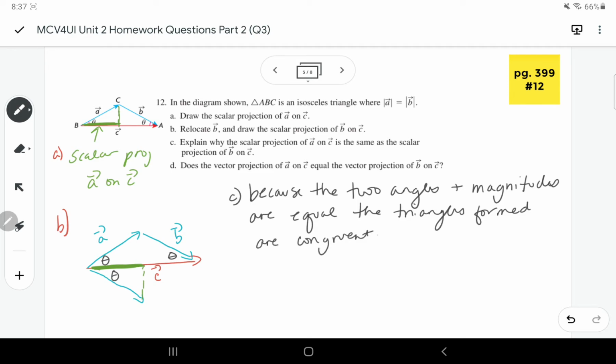Or you could be more specific and say that the scalar projection of A on C is A dot C divided by the magnitude of A, and that B dot C divided by the magnitude of B would have to be the same because those thetas are equal. So the scalar projection would be the magnitude of A times cos theta is equal to the magnitude of B times cos theta. So that's the calculations you would be looking at.